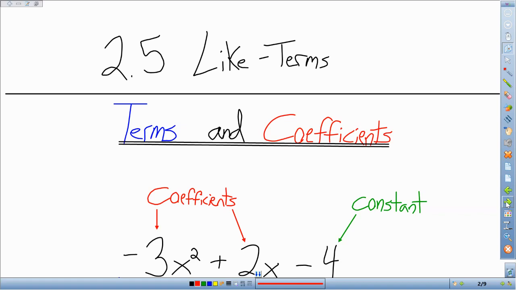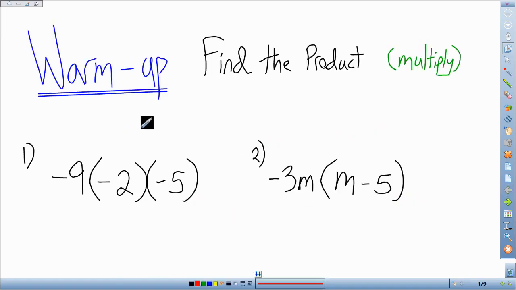All right, we got into some like terms in the last lesson, if you guys remember. We're going to dive a little bit deeper today. But before we do, I'm going to have you try out a warm up dealing with what we were learning yesterday, which was basically simple multiplication rules. Go ahead and take a minute to copy this down, try out these two problems, and then we'll go over it together. Okay, try it out.